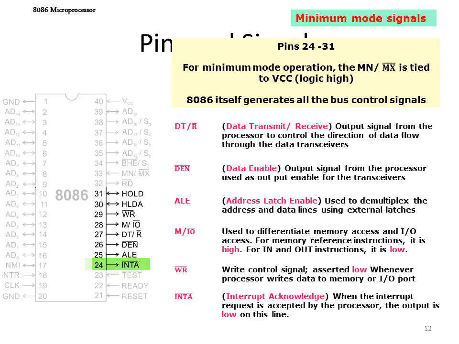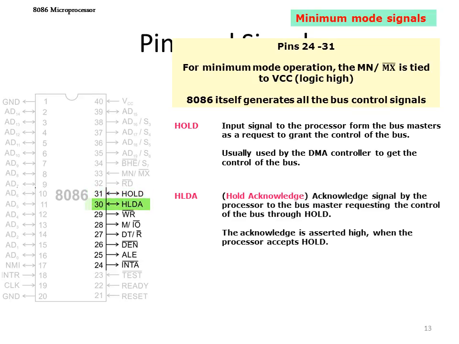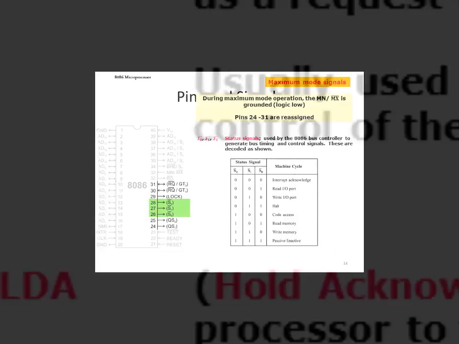When the interrupt request is accepted by the processor, the output is low. Hold is an input signal to the processor from the bus masters as a request to grant the control of bus, usually used by the DMA controller to get the control of bus. HLDA is the acknowledgement signal to the hold request. The acknowledge is asserted high when the processor accepts the hold.